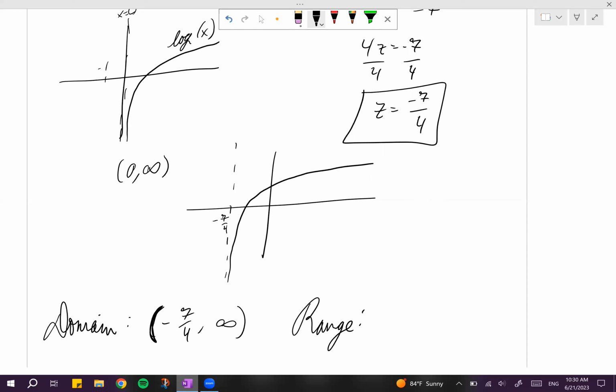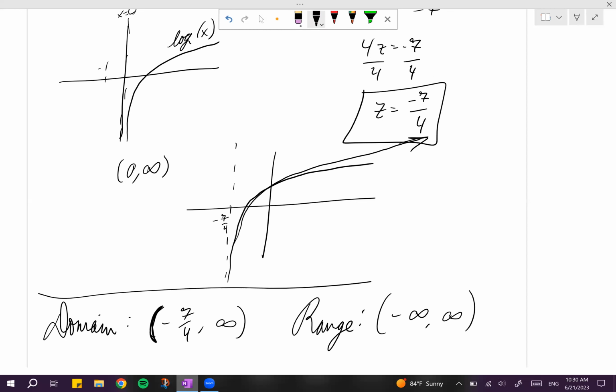And our range is going to be from -infinity to positive infinity because this function keeps going up. It keeps going up like that, in that direction. So it goes from -infinity to infinity. And this would be my final answer.